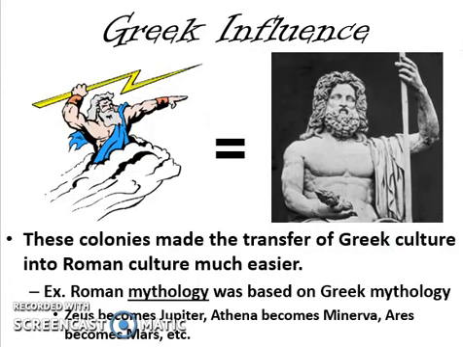One of the big ways that Greece is going to influence Rome is through mythology. Just as we talked about Greek mythology, Romans in the early Republic are also going to follow Roman mythology. So these colonies made the transfer of Greek culture into Roman culture much easier. For example, Roman mythology was based on Greek mythology. So they're going to have many of the same gods and goddesses, just with different names.